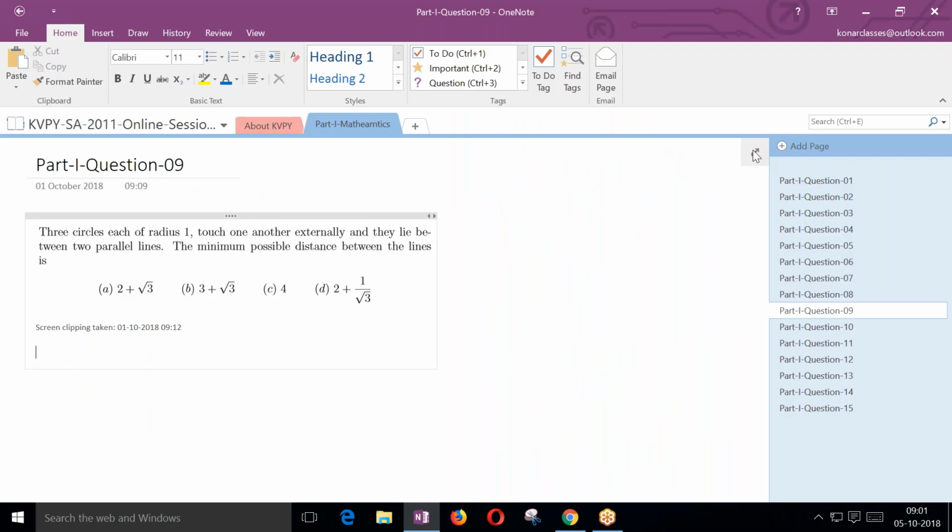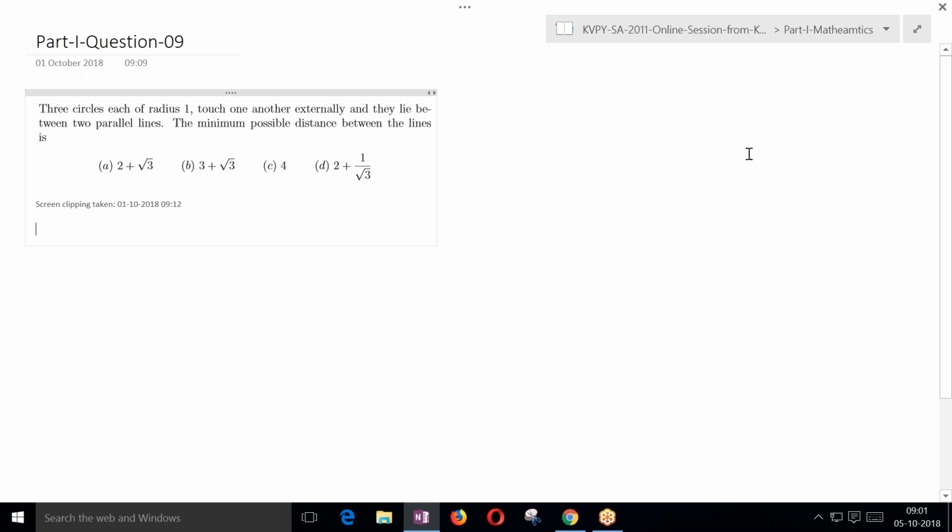3 circles, each of radius 1, touch one another externally and they lie between 2 parallel lines. The minimum possible distance between the lines is which one? Okay, so by looking into the question, let us first visualize how it will look like. So 3 circles, each of radius 1, touch one another externally. So let's first visualize this statement.